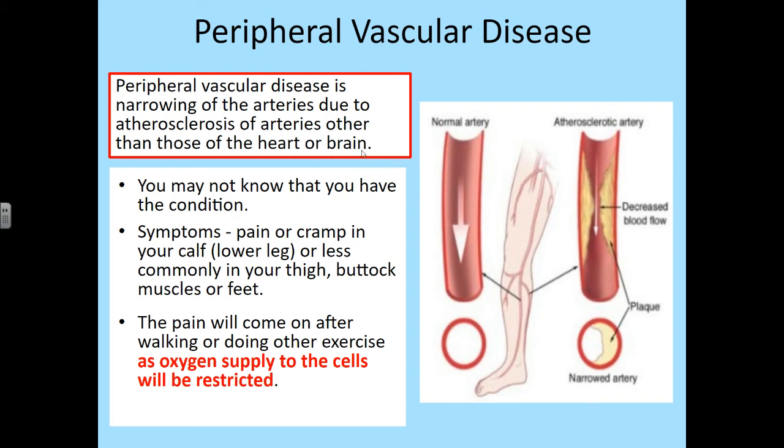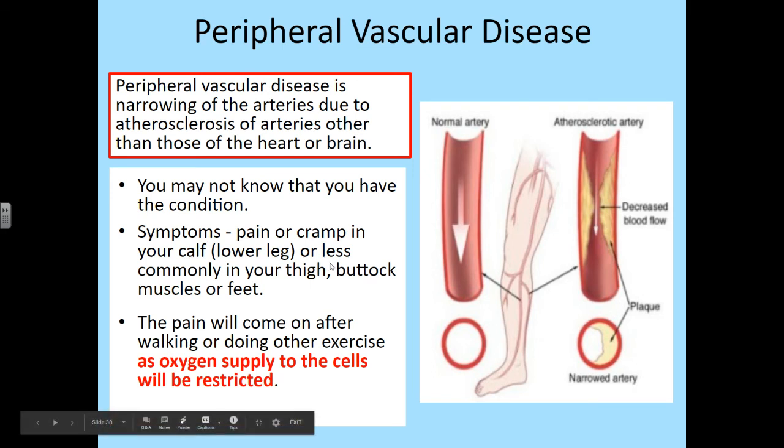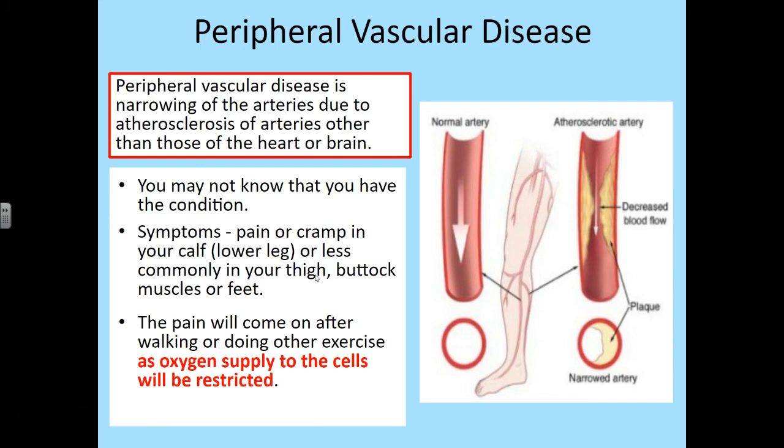So peripheral vascular disease is the narrowing of the arteries due to atherosclerosis of arteries other than those in the brain or heart. You may not know that you have the condition. Symptoms include things like pain or cramp in your calves, or less commonly in your thighs, buttocks, muscles, or feet. The pain will come on after walking or doing other exercise as oxygen supply to the cells will be restricted.